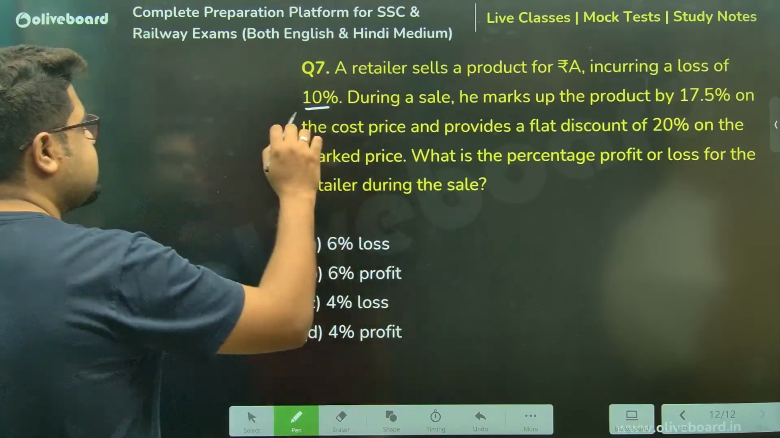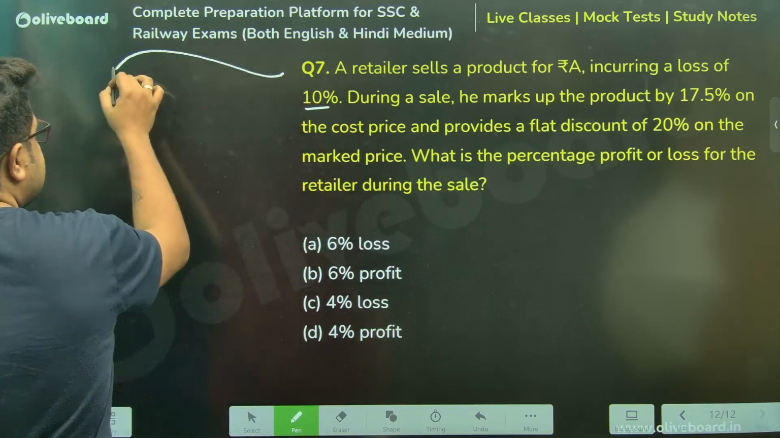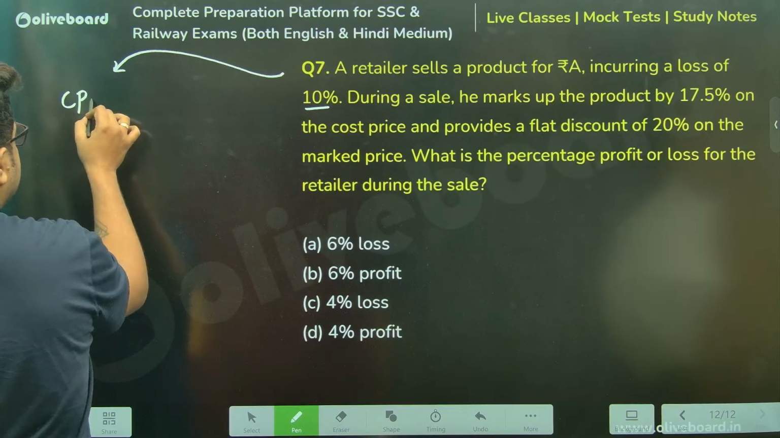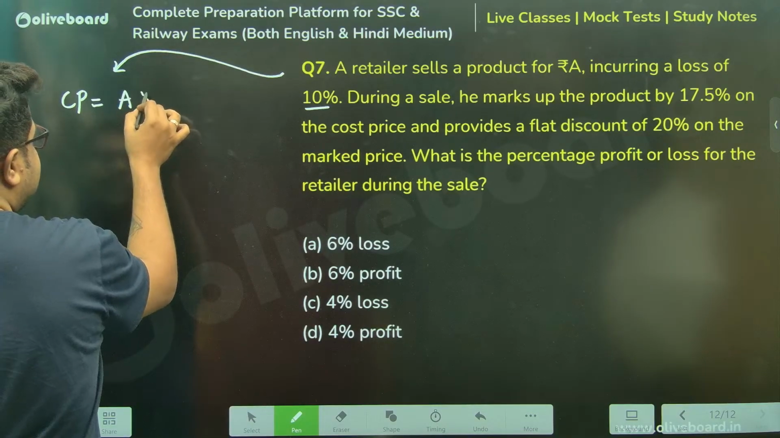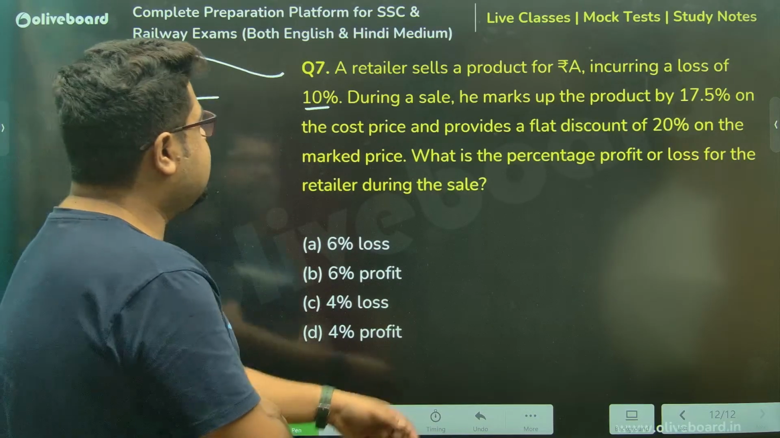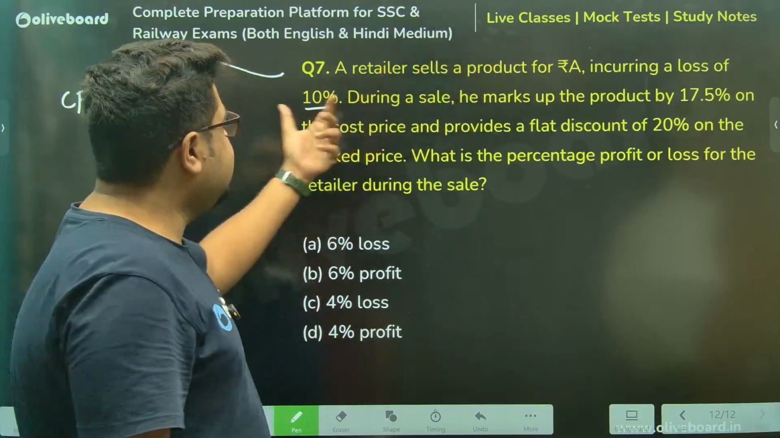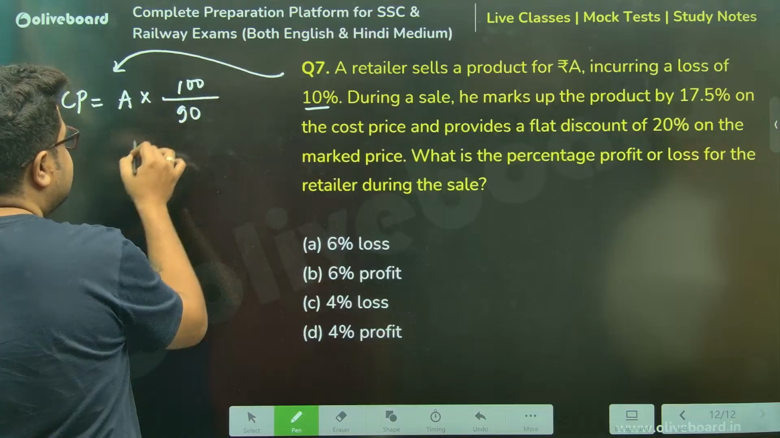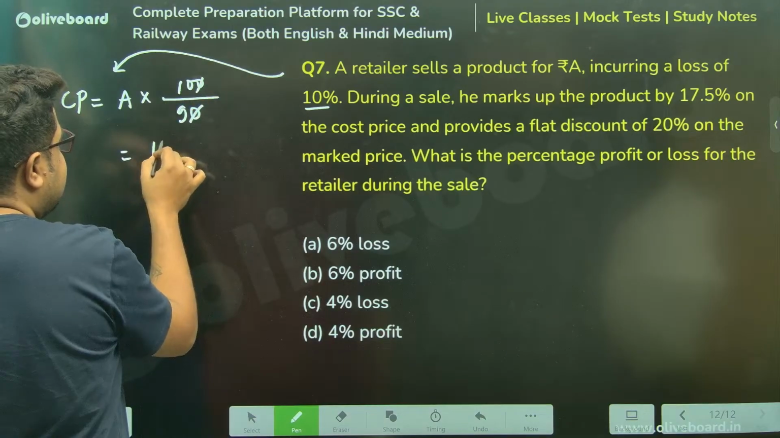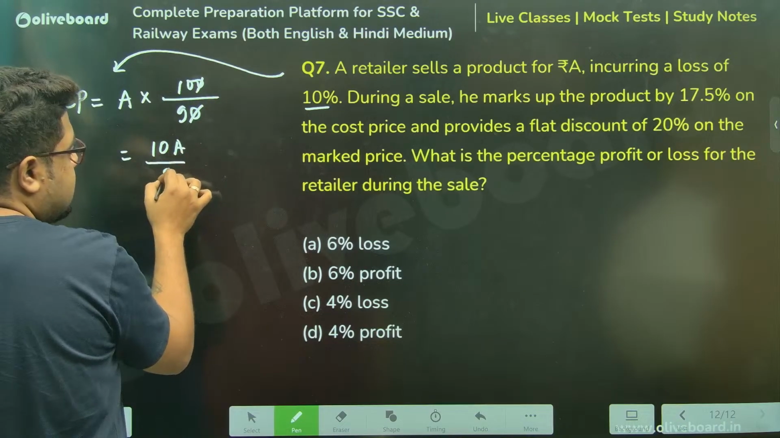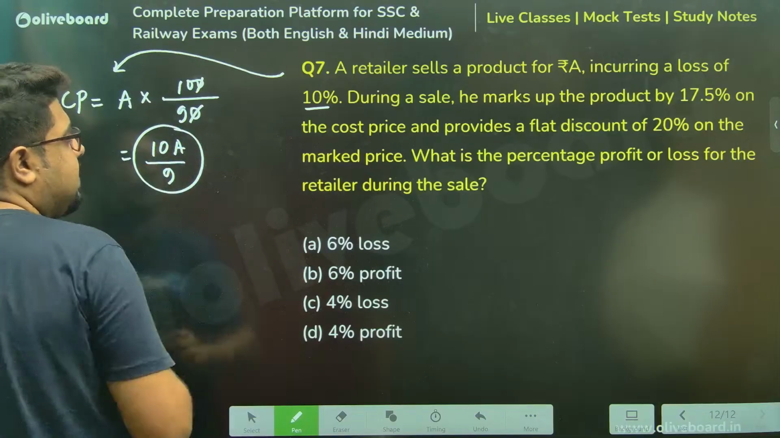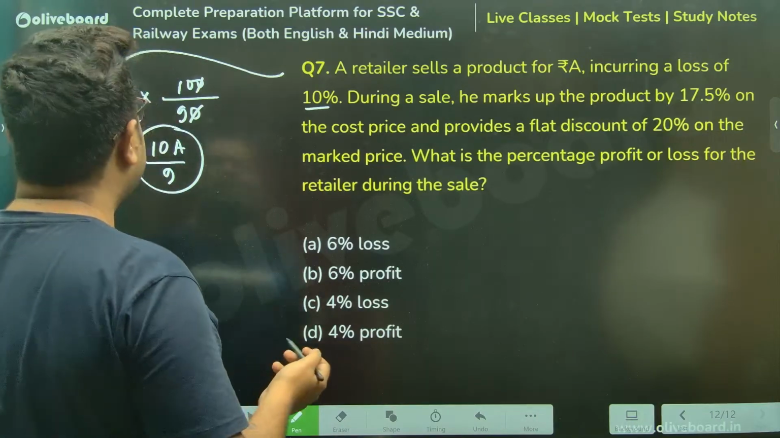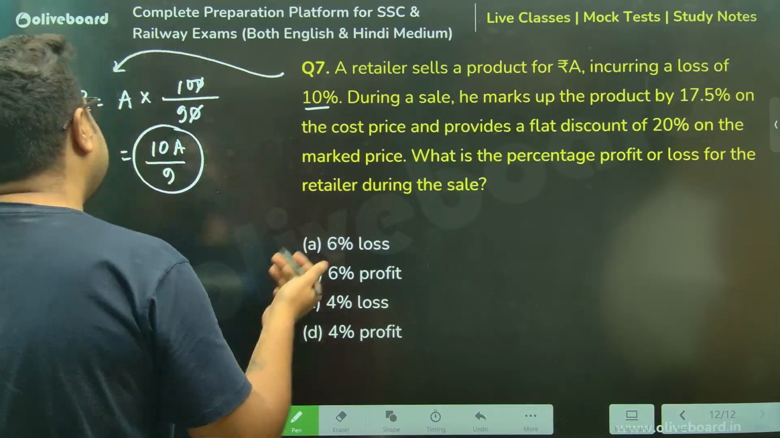Sir, first things first, what is the CP? Because A rupees was SP, and that was SP when there is a 10% loss, meaning this represents 90%, I need 100. So again, you will say, sir, 10A by 9 is CP. 10A by 9 is CP. I don't think you will require anything like that, but still, chalo.